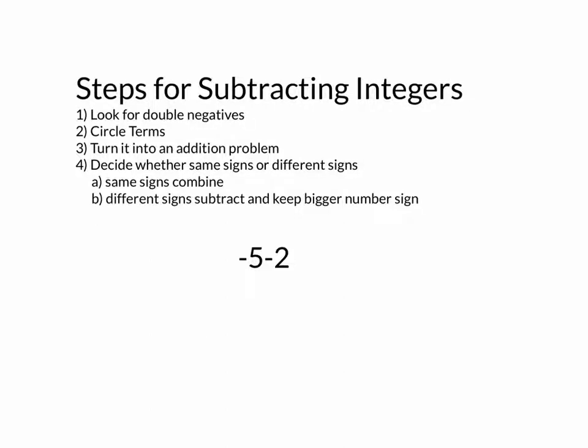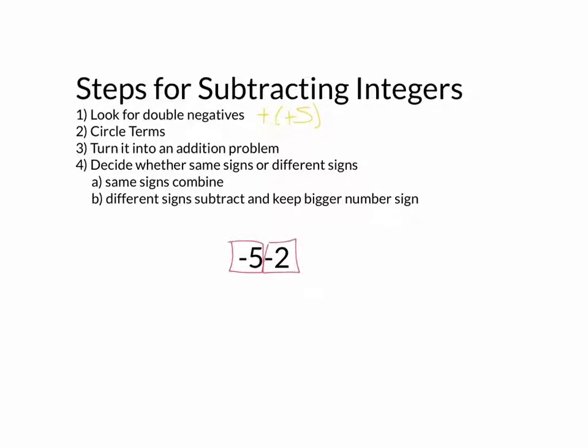A double negative is when you have something like that, okay? You have two negatives right next to each other. Those become positive because a negative and a negative become positive. So first step, if you see two negatives next to each other, you change them to positives. Second step, just like before, we circle our like terms. So if I circle my like terms, -5, -2, okay?